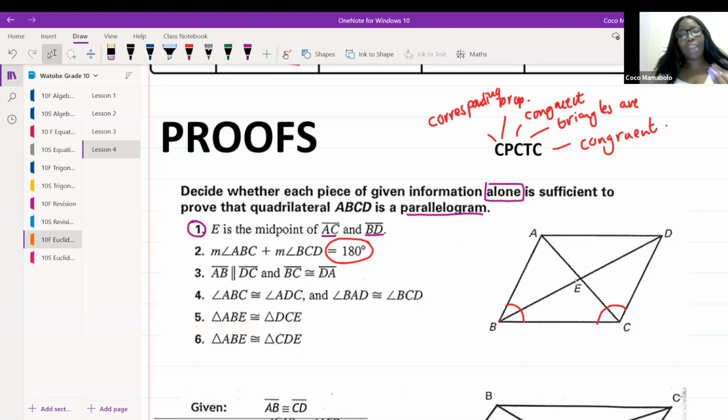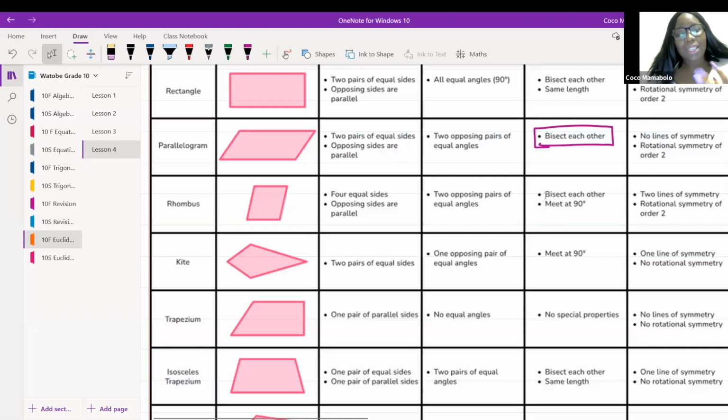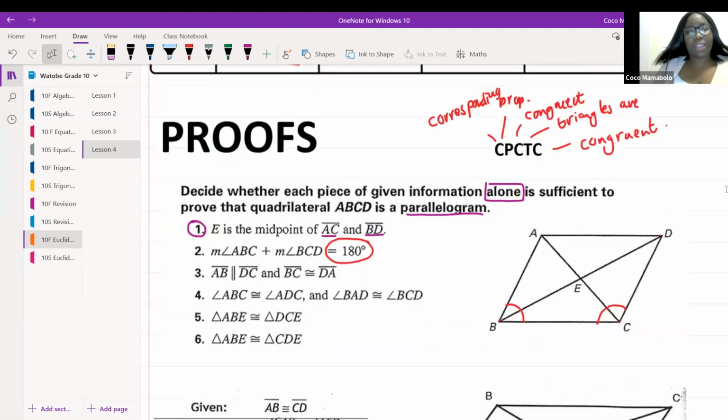Now we need to go back and look at the properties of a parallelogram. Let's have a look. Do the properties of a parallelogram tell us anything about the two angles at the bottom of our screen being 180 degrees? Anywhere do we see that kind of property? No, not really. And the reason for that is because if this angle over here is 90 degrees and this angle over here is 90 degrees, that also adds up to 180 degrees.